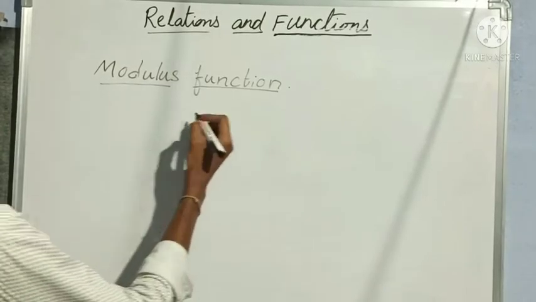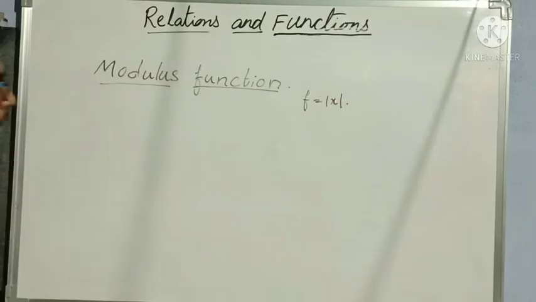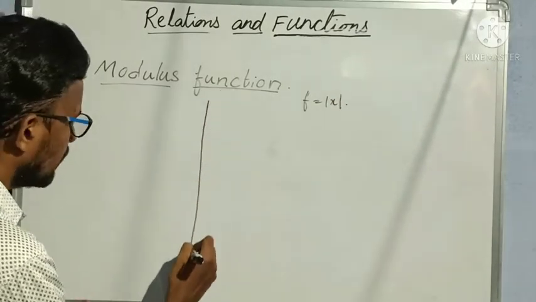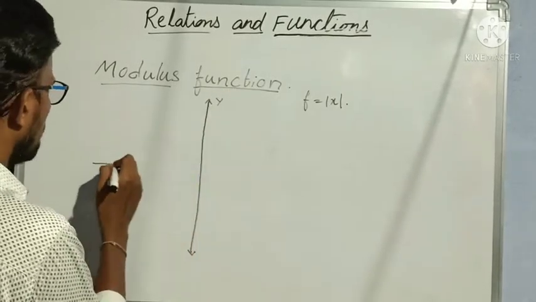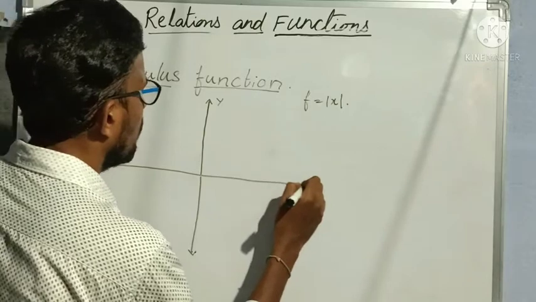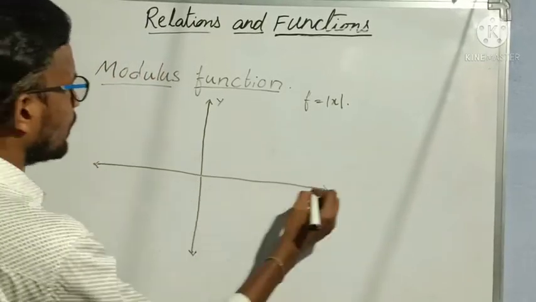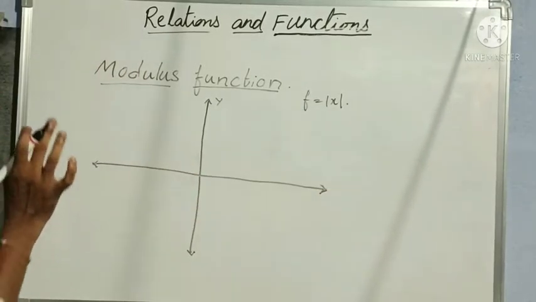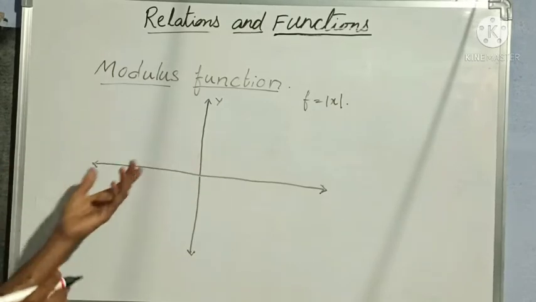Okay, about modulus functions. Already we have one modulus function, that is f is equal to mod x. Correct? I hope everyone knows how the graph of f is equal to mod x will be, right? So this is the y-axis. So in functions or whatever calculus we are dealing with, when you know how to plot the graph, then everything we can understand by seeing the graph itself.